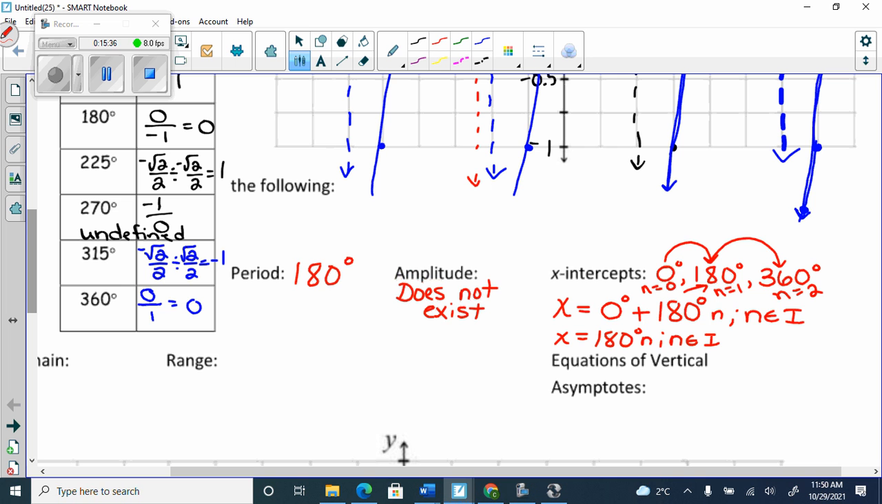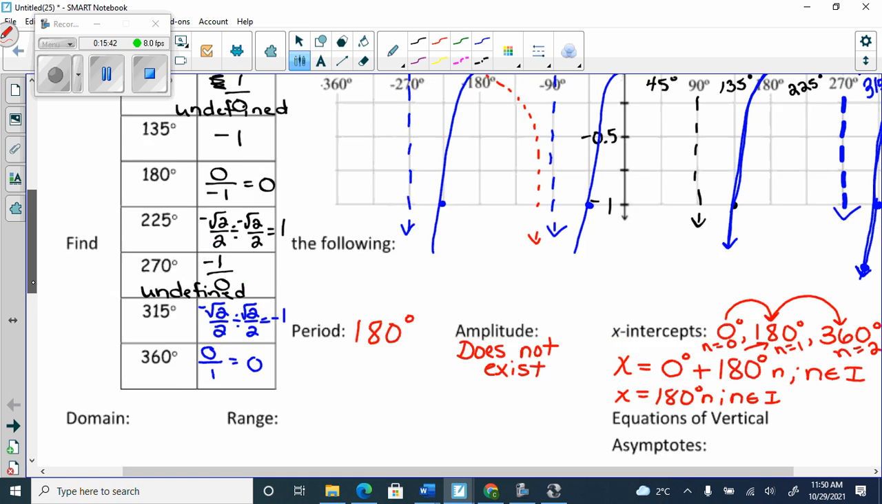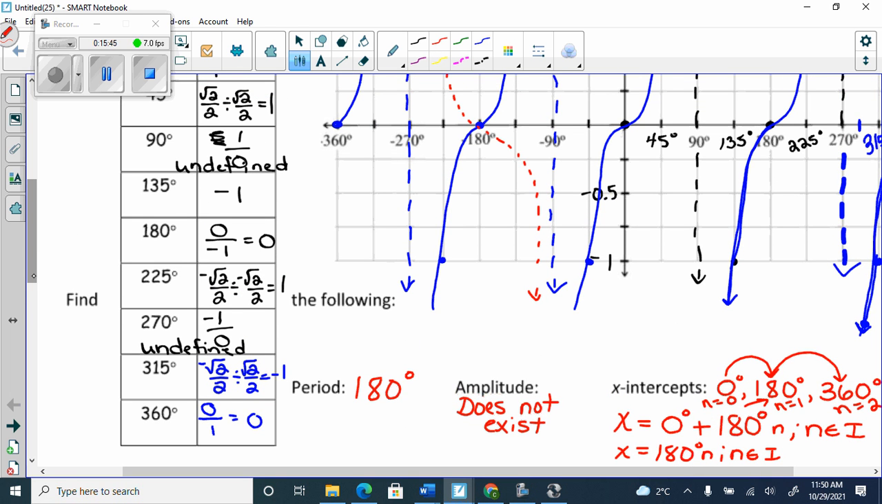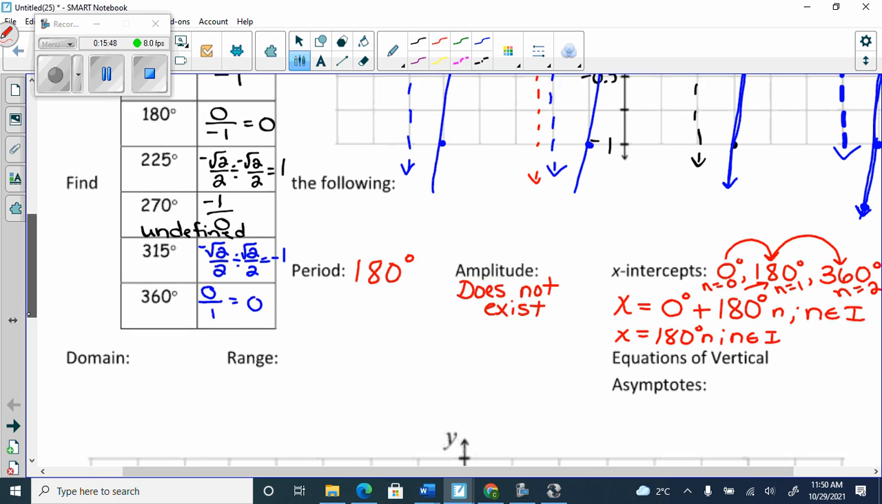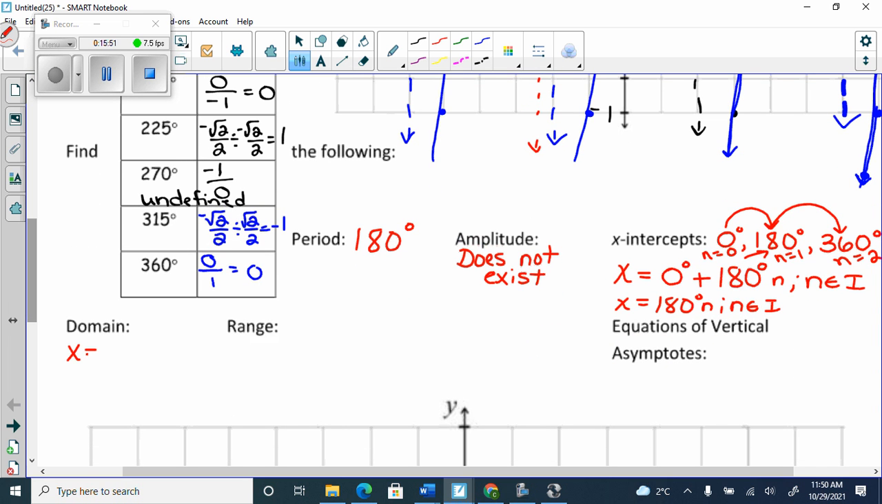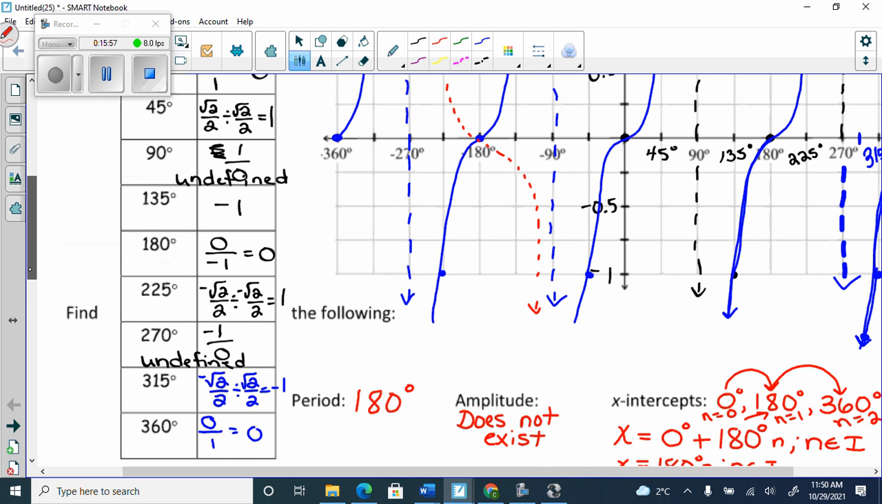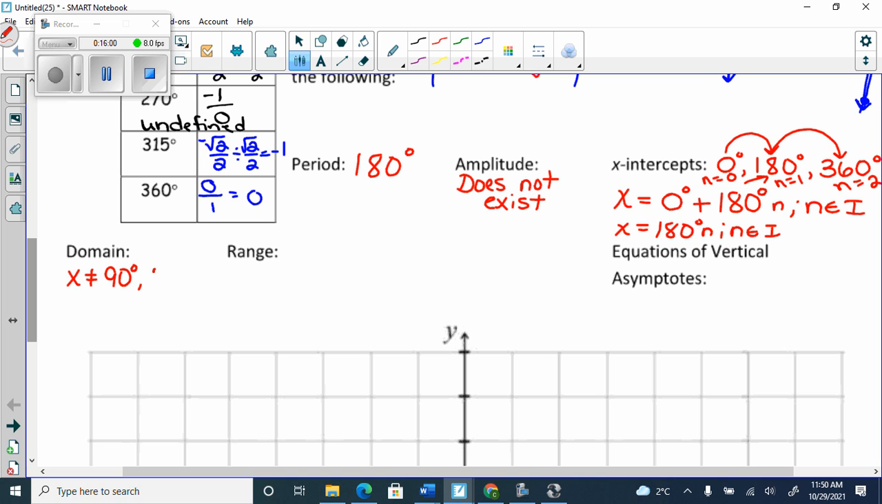We say x can't equal there. Correct? So let's see. Where do the asymptotes happen on this baby? Where does the first one start? 90. Okay, so we know x can't equal 90. And then what's my next one? 270. And then etc. Correct? Did we just do a general solution that encompassed every answer one way or every answer the other way? With x-intercepts, we did a general solution. We're going to do the same thing here. Where's my first one? My first one is x can't equal 90.